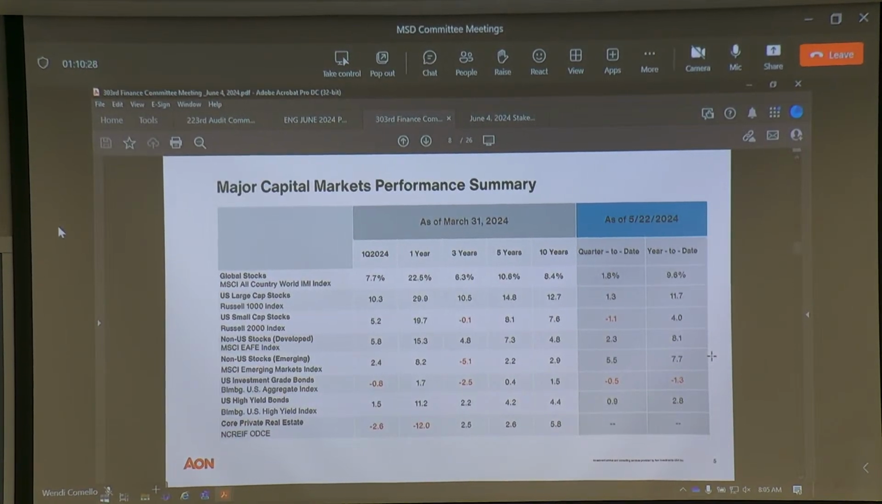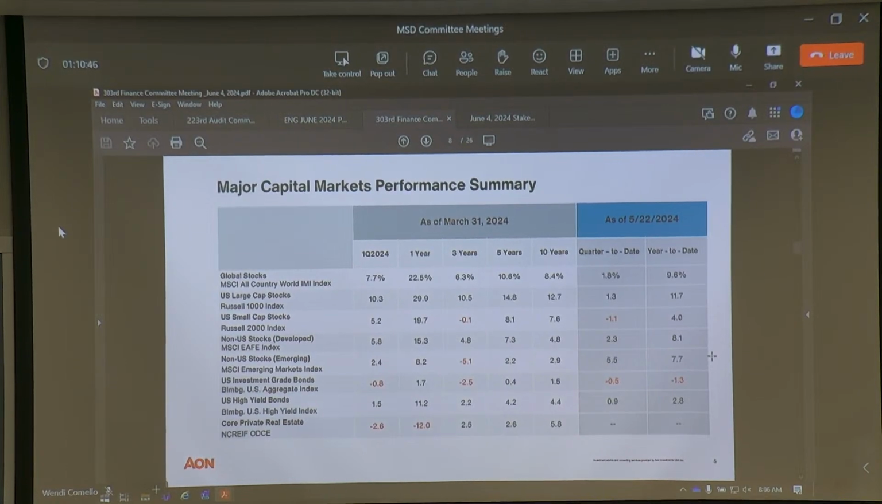Our view is that we're mostly through the revaluation of real estate as an asset class. So hopefully going forward, we'll start to see some positive returns out of real estate. But again, the last year plus has been challenging.